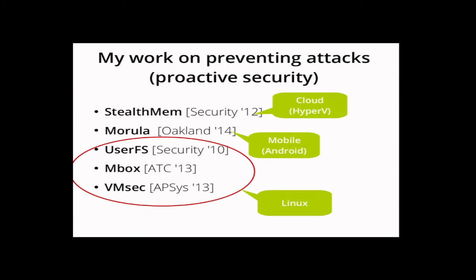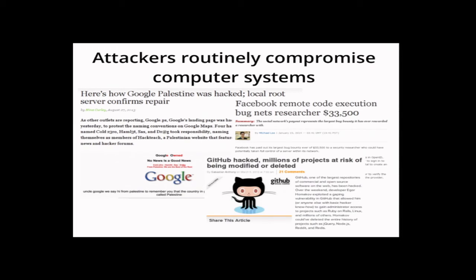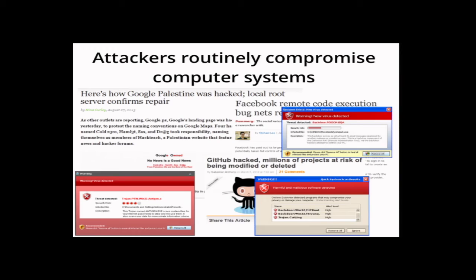However, despite these efforts to prevent attacks, we realized that attackers routinely compromise our computer systems. For example, a few months ago, a group of hackers penetrated into Google's infrastructure and changed the landing page. Similarly, Facebook has been remotely exploitable for more than a year. Even worse than that, millions of projects in GitHub have been vulnerable ever since GitHub was created. Of course, our desktop computers were not the exception.